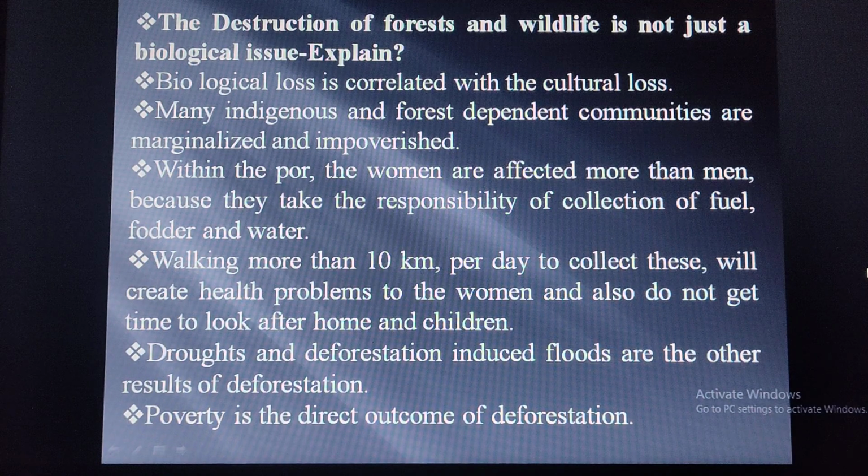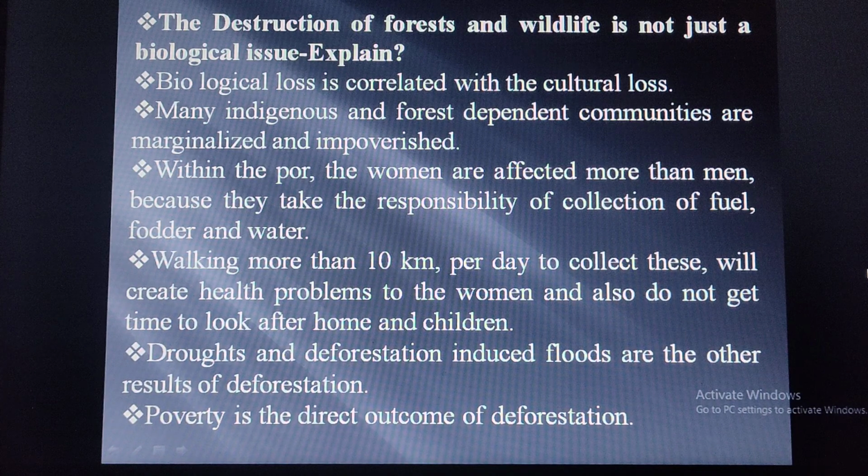So what do you think? The destruction of forest and wildlife is not just a biological issue. How will you explain it? Do you think that destruction of forest and wildlife is just a biological issue? No, right? So let us see. Biological loss is correlated with cultural loss. Many indigenous and forest-dependent communities are marginalized and impoverished. Within the poor, women are affected more than men because they take responsibility for the collection of food, fodder and water.